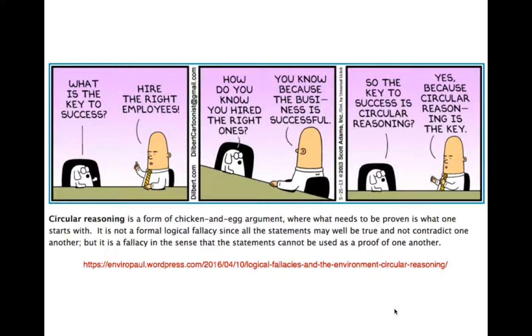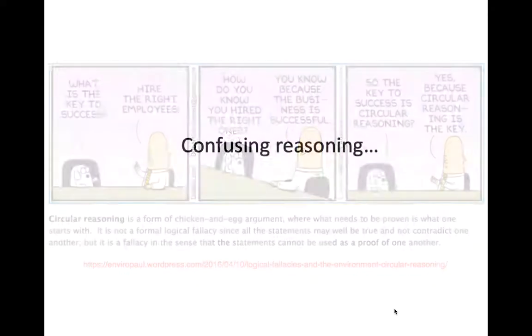And one last one. What is the key to success? To hire the right employees. How do you know you hired the right ones? You know because the business is successful. So the key to success is circular reasoning? Yes, because circular reasoning is the key. So a bit of a, always tongue-in-cheek when people are talking about circular reasoning, it's a bit of a make your head spin kind of logic, the chicken and egg argument, if you will.